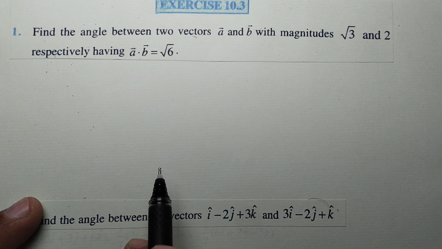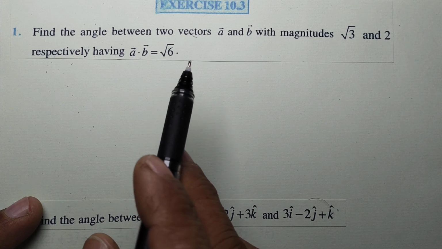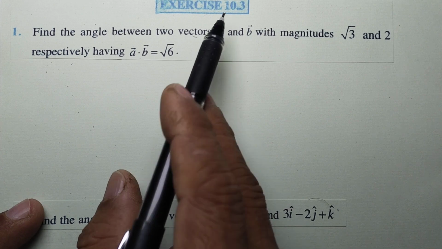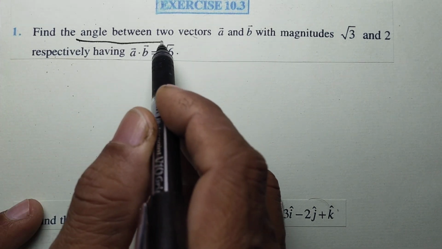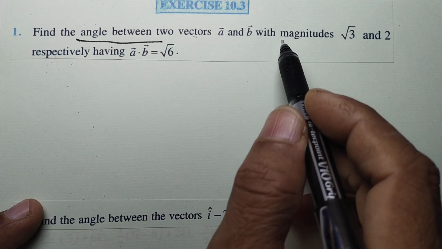This is the third video on vectors, which is from class 12 maths chapter 10, and in this video I am going to give the complete solution of exercise 10.3. Starting with the first question, we have to find the angle between two vectors, where a dot b is given, magnitude of a and magnitude of b are given.